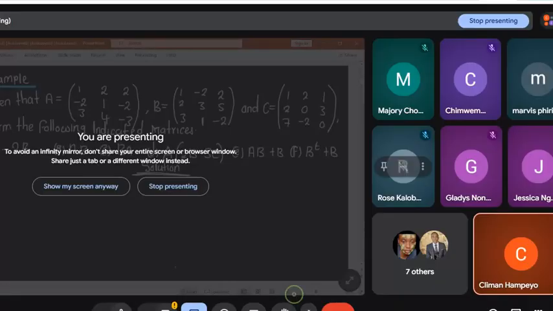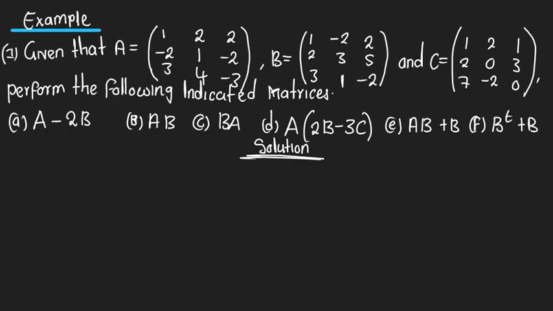Okay. Now, they're saying perform the following indicated operations, so what we are going to do is get the first matrix, which is A. They're saying A minus 2B, so let's operate the first one. The first matrix is 1, negative 2, 3. Then we get 2, 1, 4. Then you get your 2, negative 2, negative 3. Right? Then you say minus.